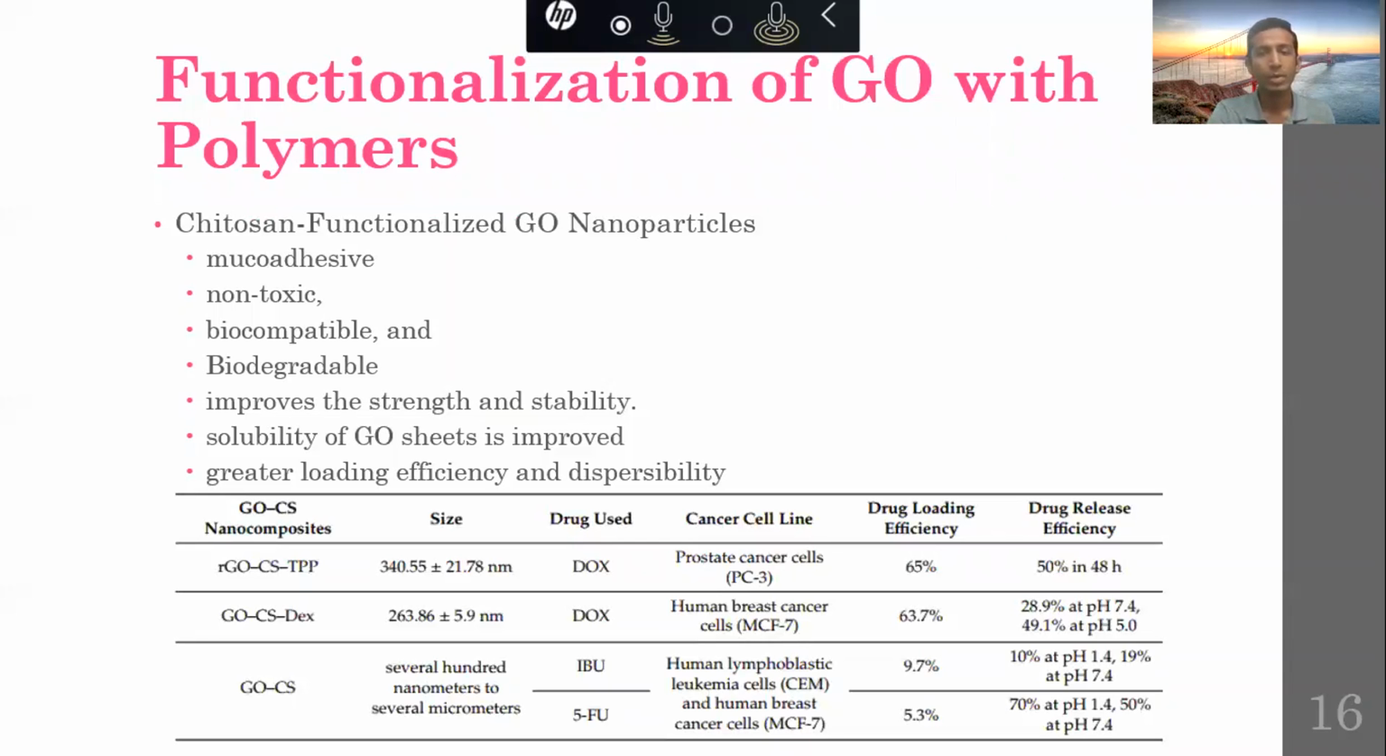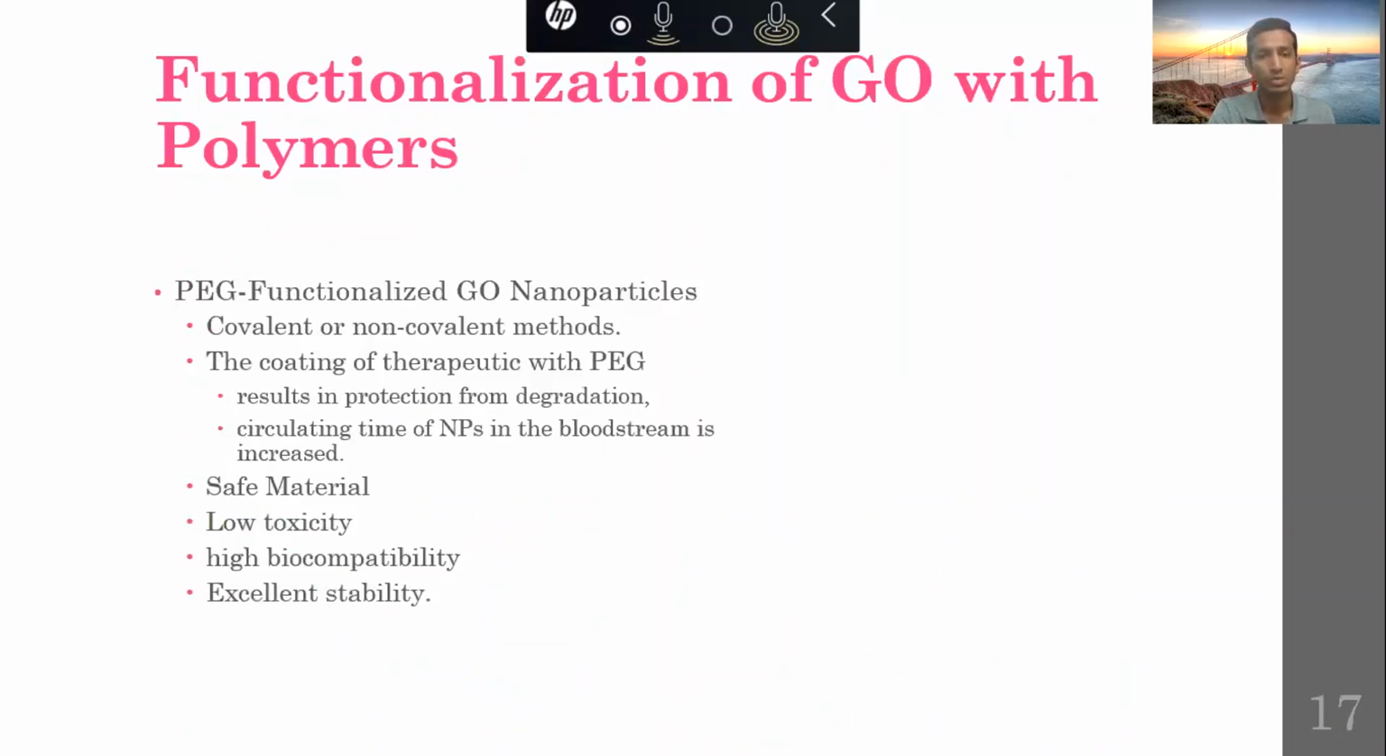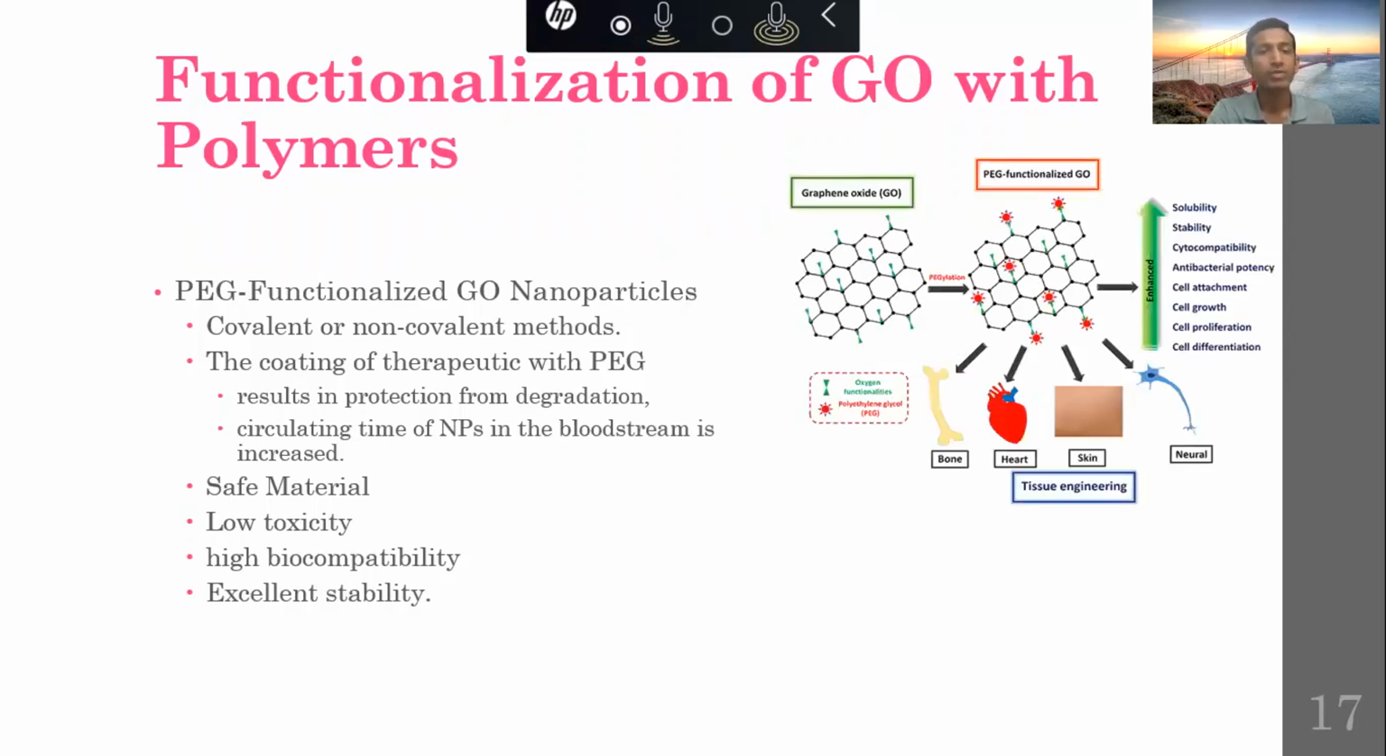If you look at the table below, it shows the drug loading efficiency and drug release efficiency of different GO CS nanocomposites. The drug loading efficiency varies from 5.3% to 65% depending upon the nanocomposite which is used. The other material which is used for functionalization of graphene oxide is PEG. Covalent or non-covalent methods are used for functionalization. The coating of PEG results in protection from degradation. Circulating time of nanoparticles in the bloodstream is increased.